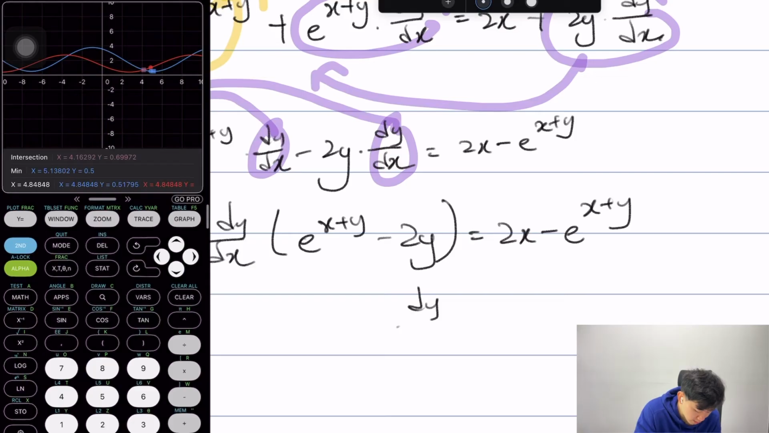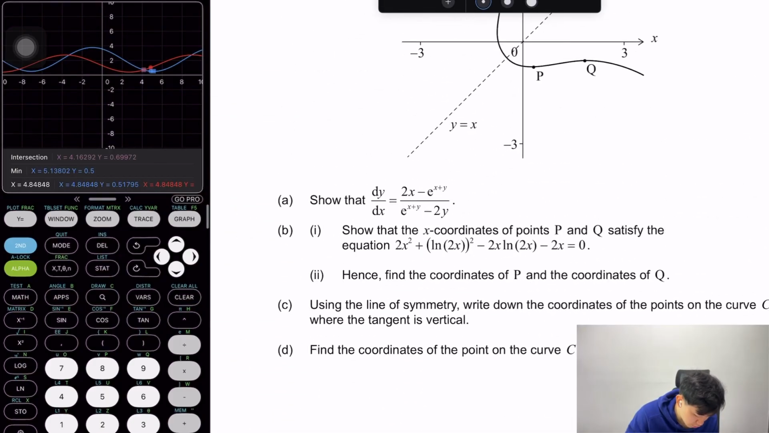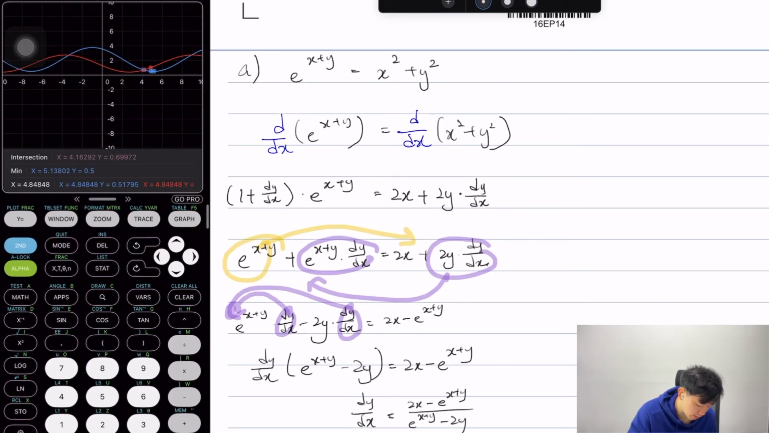So dy/dx is equal to 2x minus e to the power of x plus y, over e to the power of x plus y minus 2y. Okay, that's it, and this is how we can show it. Did we cover everything right? Yep, so that's part A.